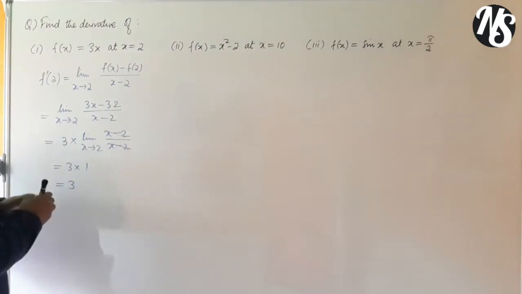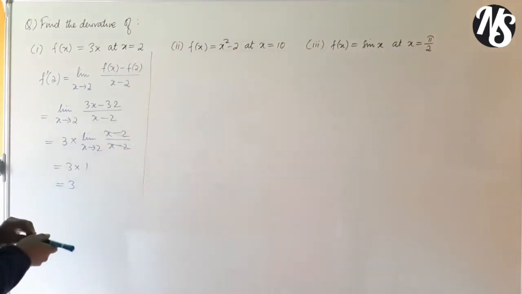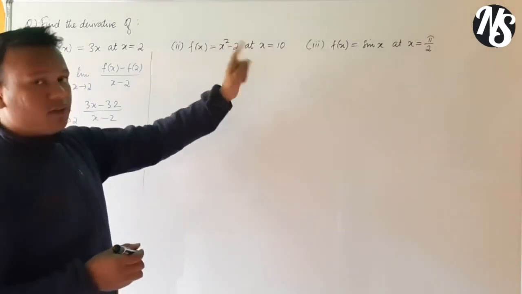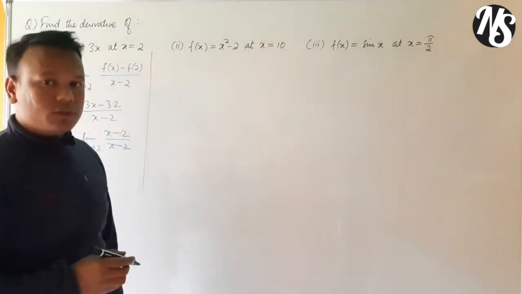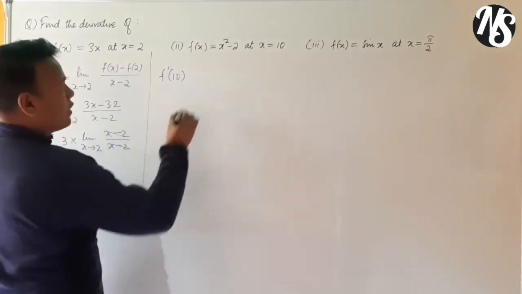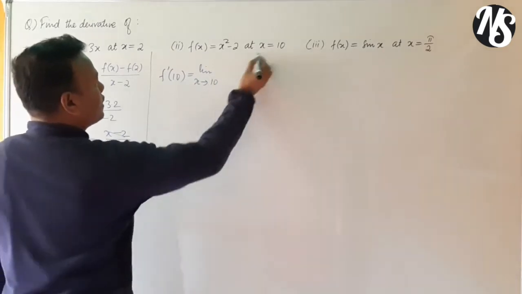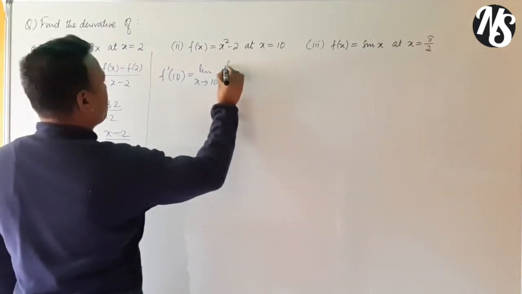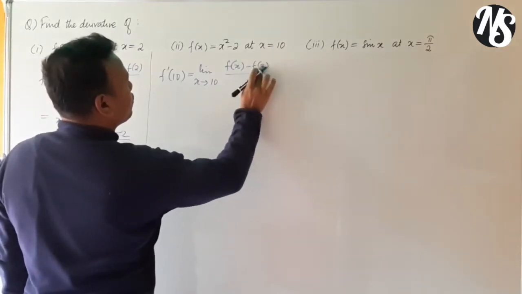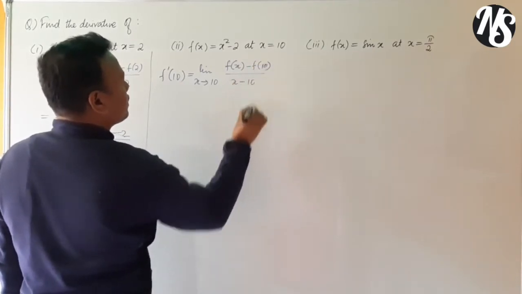Okay, so let's see another problem. So this is my second problem for the day. It says that the function is given to be x square minus 2, and you have to find the derivative at point x equals 10. Okay, so you have to find f dash of 10. So this becomes limit x tends to c, that is 10, of f(x) minus f(10), sorry, not f(2), this is f(10) this time, divided by x minus 10, right?